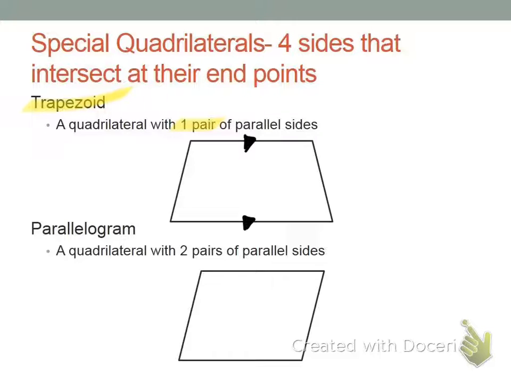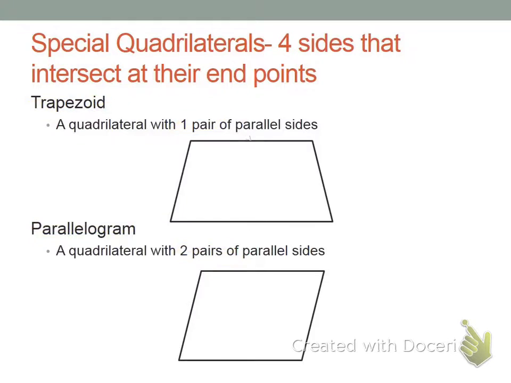So remember, parallel sides never intersect, right? They never intersect. All right, and then a parallelogram. What's different about a parallelogram? How many pairs of parallel sides does it have? It has two. Okay, so now we use one arrow to show one pair, and we use two arrows to show the second pair. So it's obvious which sides are parallel to each other. All right, so a parallelogram is a quadrilateral, so still four sides, that has two pairs of parallel sides.